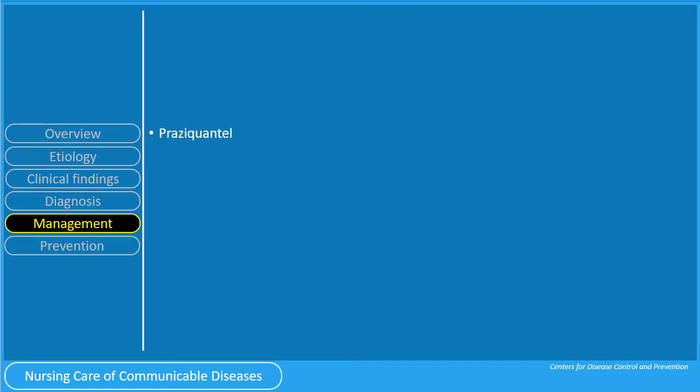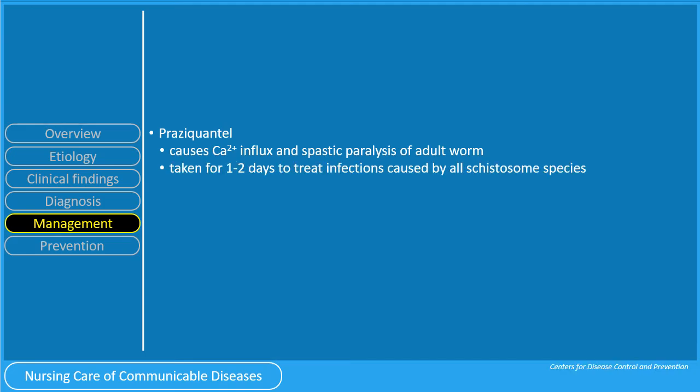Safe and effective medication is available for treatment of both urinary and intestinal schistosomiasis. Praziquantel is a prescription medication taken for 1 to 2 days to treat infections caused by all Schistosoma species. It causes calcium influx and spastic paralysis of the adult worm. As previously mentioned, it is taken for 1 to 2 days.